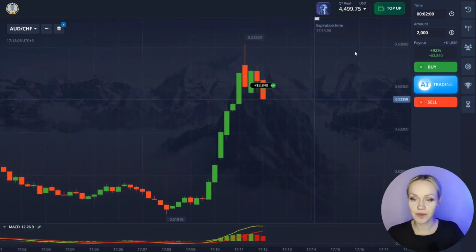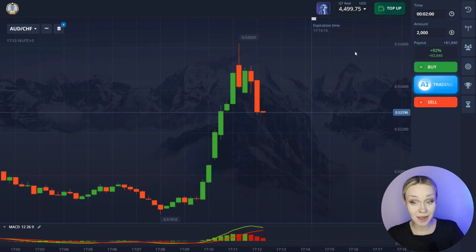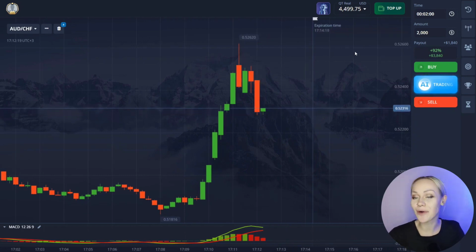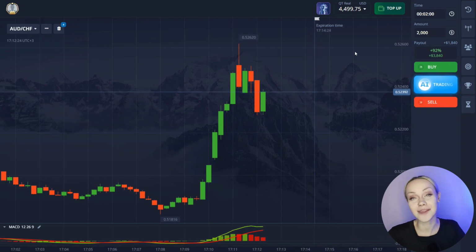The price is showing good growth, thus this trade brings us a definite plus. There are already $4,500 on the deposit and I think that a couple more working cases will be quite enough for us today. So let's continue and find the next trading case.